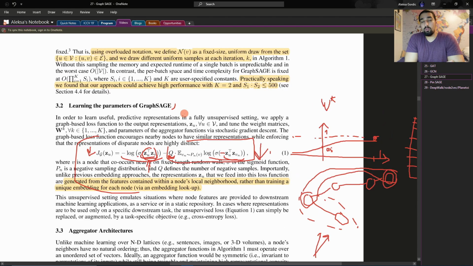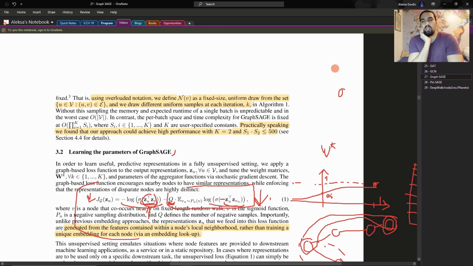GraphSage can also be trained in a supervised manner, and for example, if you have a classification task, you just figure out the representations, you do pretty much cross entropy, and you train those WKs and those aggregation functions. So I won't get into much detail there. An important thing about GraphSage is that if we have a node, and we have some huge neighborhood, maybe some of these networks have over 1,000 neighborhood nodes.